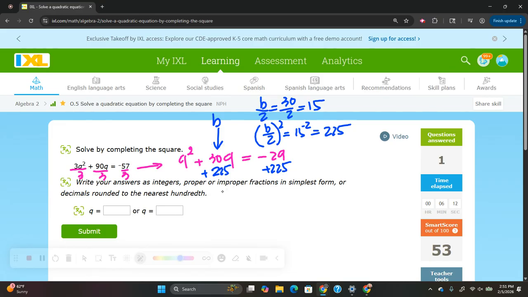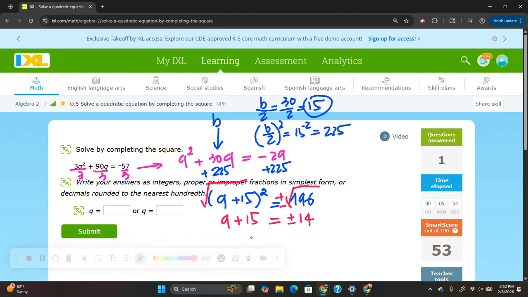Now the left side, I got a perfect square, which is q plus b over 2, b over 2, number 15 right here, so plus 15. And then 225 subtract 29, that should be 196. Ooh, 196 is 14 squared. So perfect. Now, if I want to solve this, make sure I take square root on both sides, but make sure plus and minus. So the left side, I come out as q plus 15. The right side will become plus minus 14.